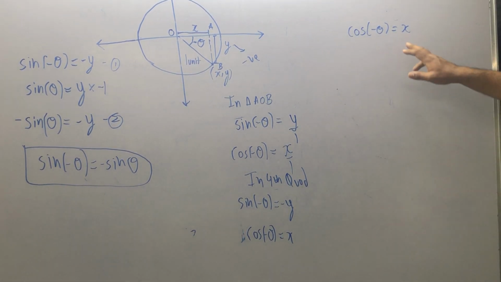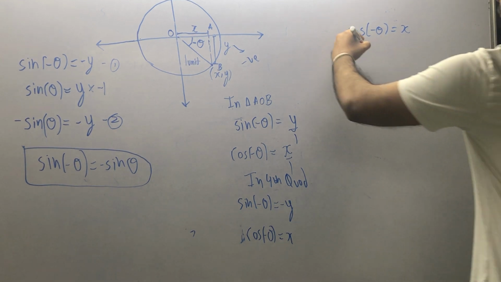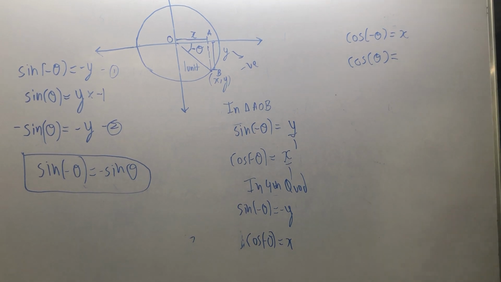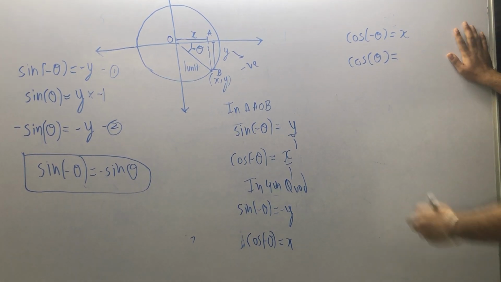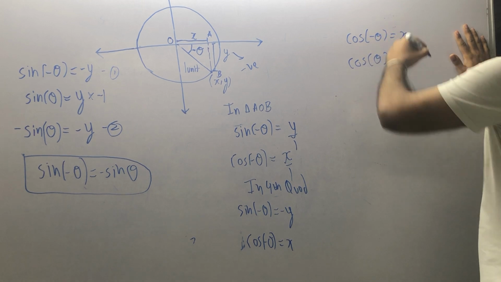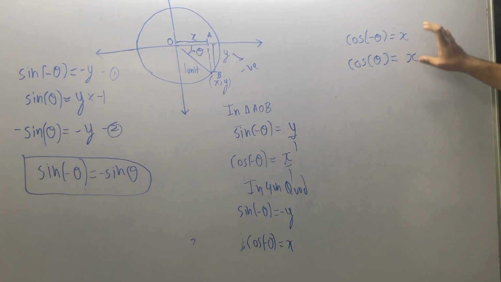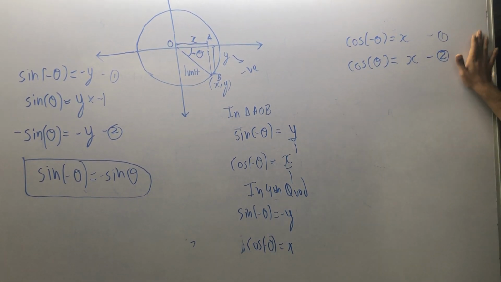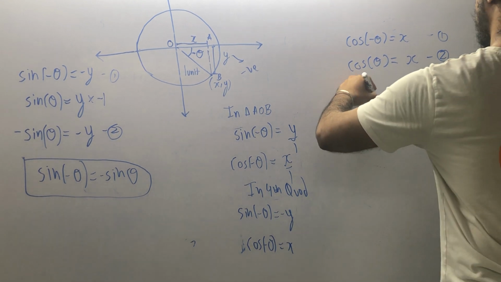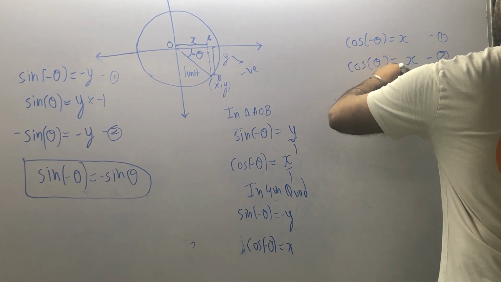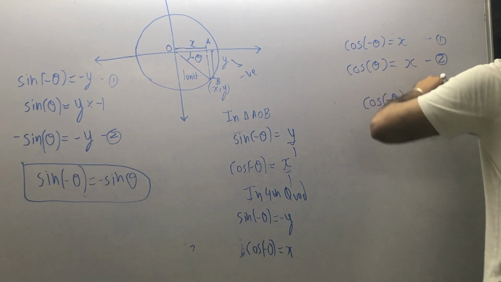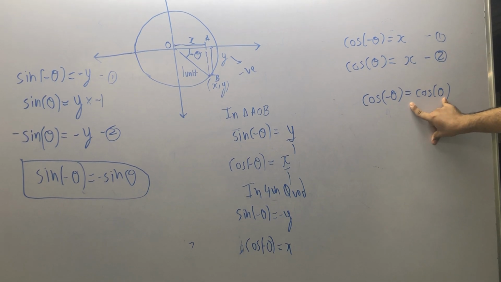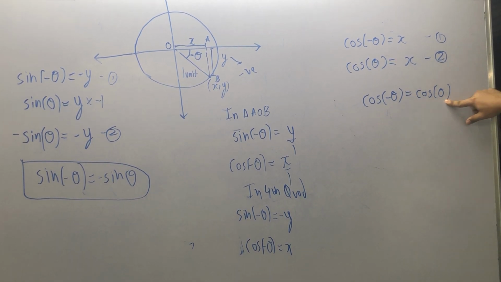Okay, and you all know, for positive angle theta, cos theta is how much? X also, the same. Now if you compare 1 and 2, what conclusion do you come to? You come to the conclusion that cos of minus theta is equal to cos theta. In other words, the negative sign of the angle has no effect on cos. See, it will again come out to be positive.